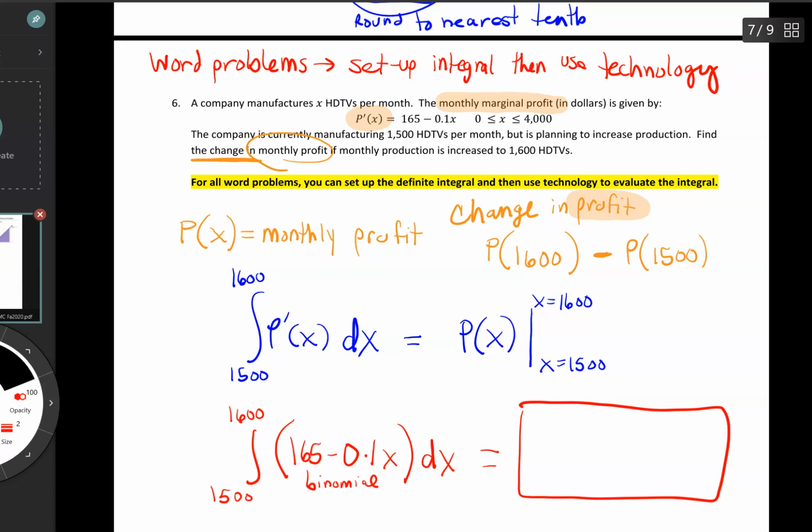So I'm going to go to Desmos, type this in, and then see what the answer is, and then interpret it. By interpret, I mean just use correct units, right? So I'm going to go to Desmos and plug that in. See how it just takes all the fun out of it? 165 minus 0.1x from 1,500 to 1,600. Okay, let's go type that in.